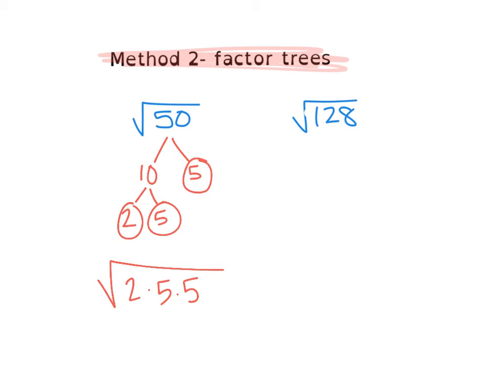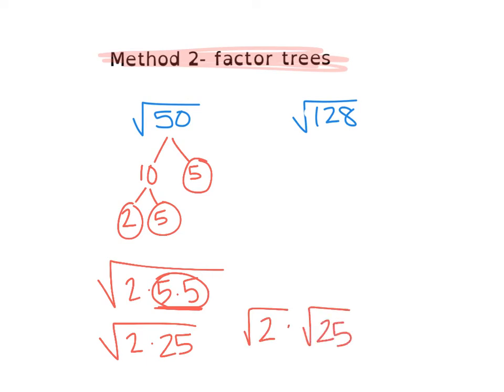Now, here, 5 times 5, that's the same as 25, right? If you have 2 of the same factors, 5 times 5 is 25. So this is the same as saying the square root of 2 times the square root of 25. Square root of 25 is 5, and then I still have times the square root of 2. So there's your final answer for that.